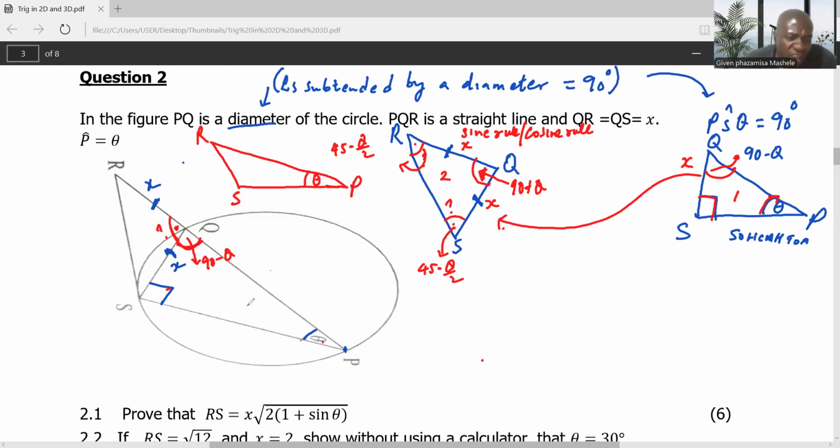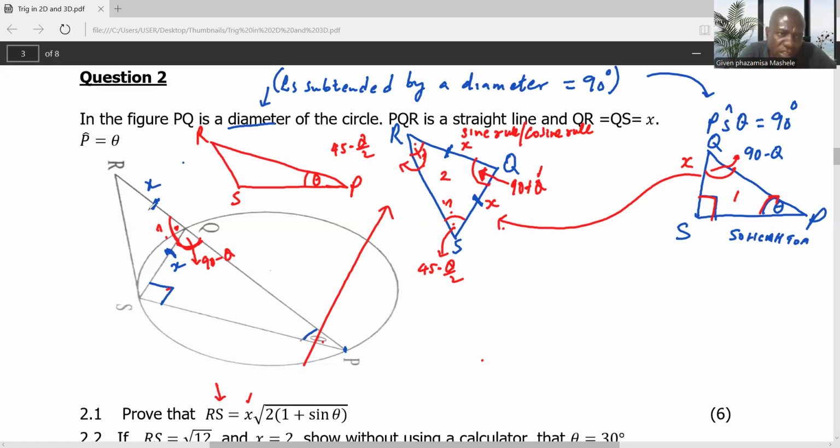Obvious, guys, where's this RS? Let's first trace where RS is. RS is in this triangle, this one. Our RS is here, and in this RS there's X, there's theta. So there's no need to use the first triangle. We just have to use this one.